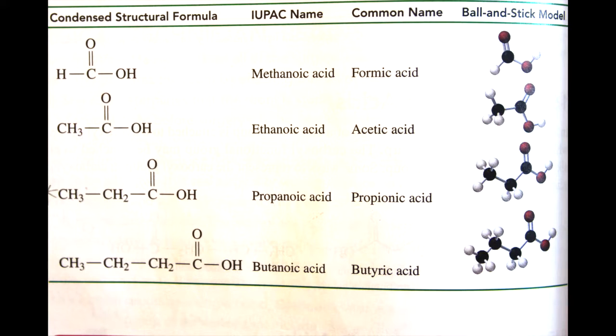Some carboxylic acids also have common names. They are usually the ones that have 4 carbons or less. They are known as form, acete, propion, and butyr. Also included in the common name are the Greek letters alpha, beta, and gamma, which are assigned to the carbon adjacent to the carboxyl carbon.